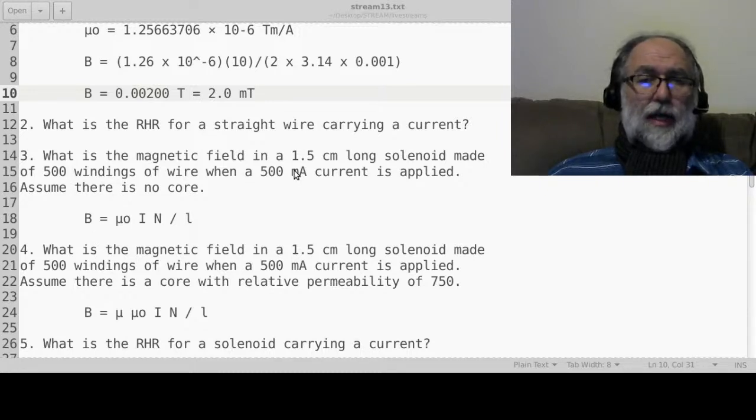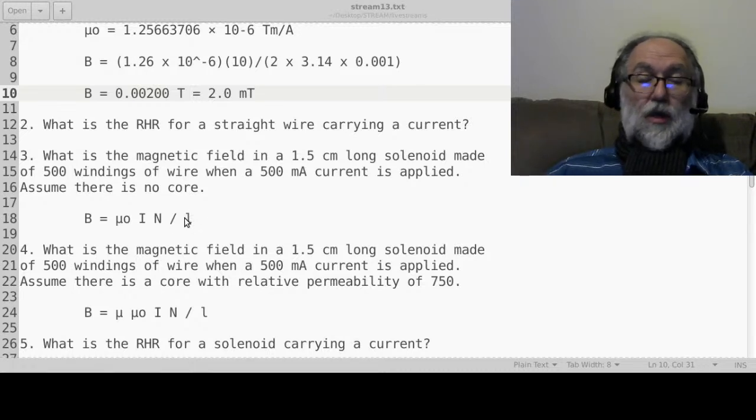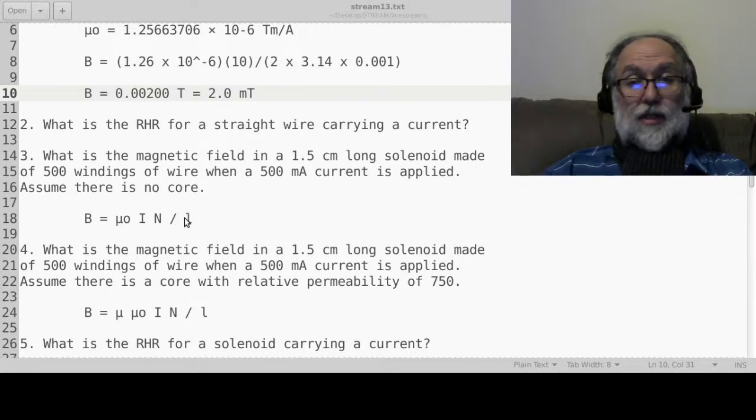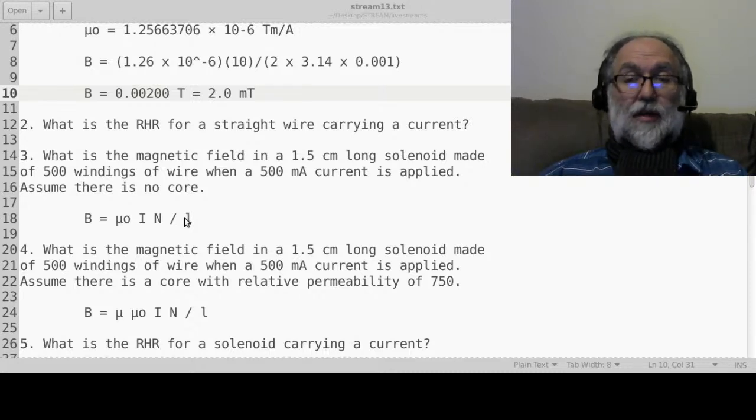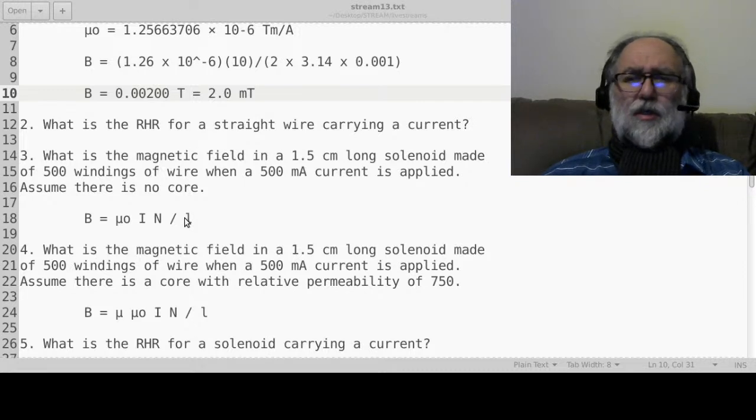What is the magnetic field in a 1.5 centimeter long solenoid made with 500 windings of wire when a 500 milliamp current is applied? Okay, and assume there is no core, because to enhance the magnetic field, what you do is you put something like iron in there, or nickel or something like that. And these are materials that enhance the magnetic field, and that's how you actually can make an electromagnet to pick up things. Okay, and you might have seen these huge electromagnets that are actually used to lift cars, and you go, could you really do that?